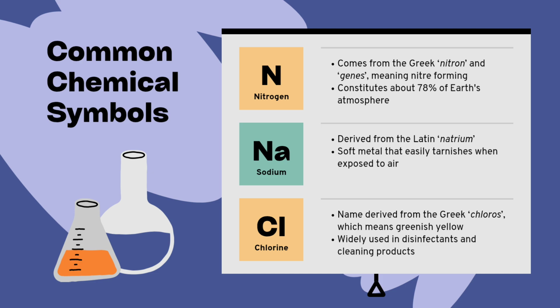Nitrogen, comes from the Greek nitron and genes, meaning niter forming, constitutes about 78% of Earth's atmosphere. Sodium, derived from the Latin natrium, soft metal that easily tarnishes when exposed to air. Chlorine, name derived from the Greek chloros, which means greenish-yellow, widely used in disinfectants and cleaning products.